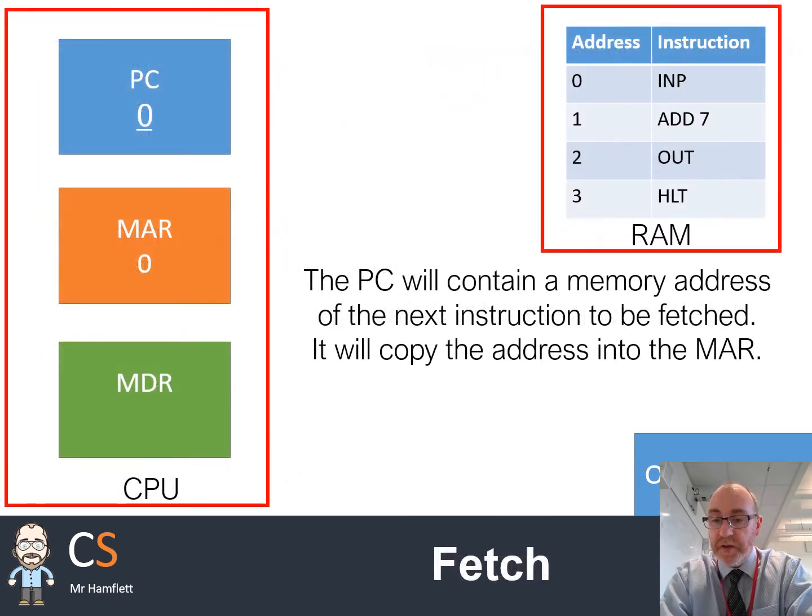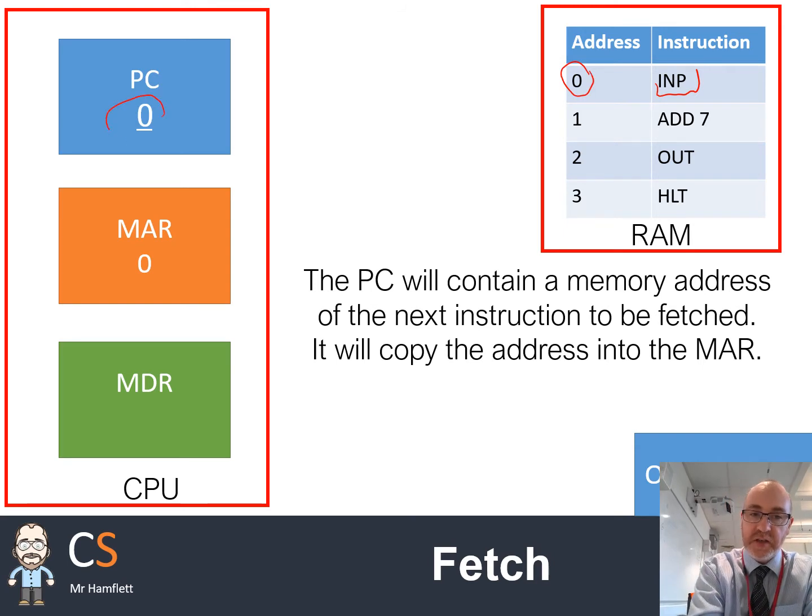Use that program to perform a fetch for real. Now initially, our program counter is going to point to the first instruction in our program. So our first instruction is this INP command, and the address of it is 0. As you can see, inside the program counter, we have the value of 0.